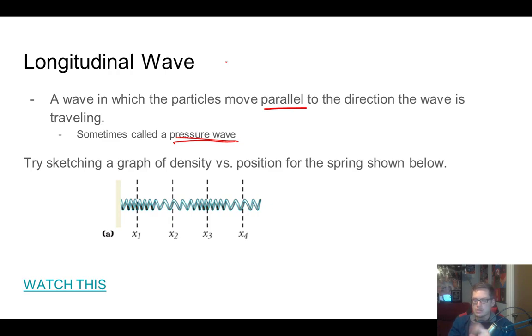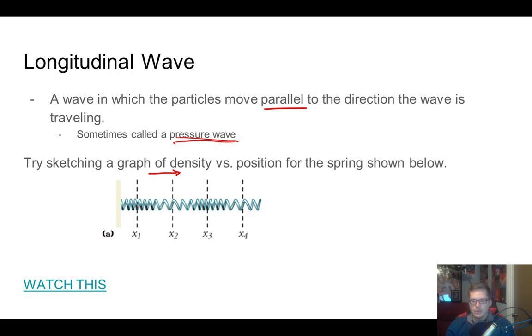All right. So anyway, in this specific diagram, they're using a spring to represent density. And so this wave is traveling to the right, or the left. You can't really tell based on this, but I'm assuming it's to the right because it's x1, x2, 3, 4, and we're moving to the right.